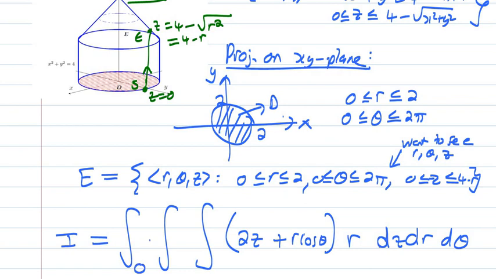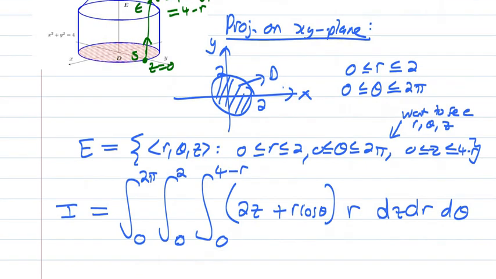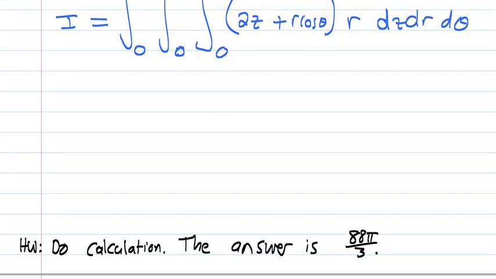So the angles are between 0 and 2 pi. It's a full circle. r is from 0 to 2. So that's the range of r. And z starts at 0. And z ends at 4 minus r. And that, ladies and gentlemen, is the triple integral written using cylindrical coordinates as an iterated integral with order dz, dr, d theta. All right, I'm going to leave it for you to do this calculation. If you do this calculation, you should get 88 pi over 3. If you get stuck, have a look at page 174.